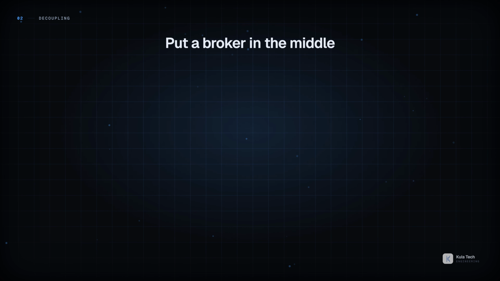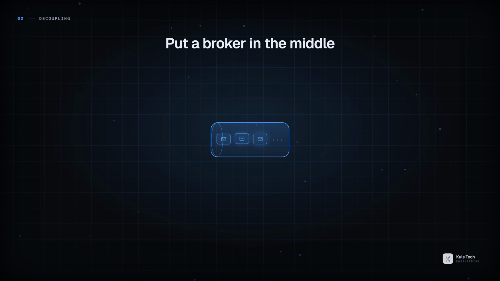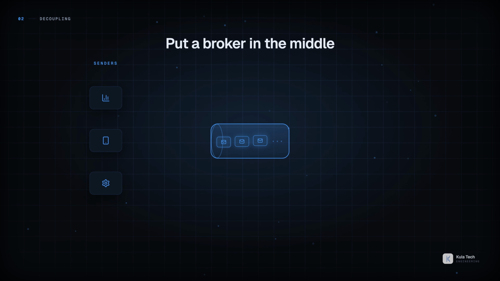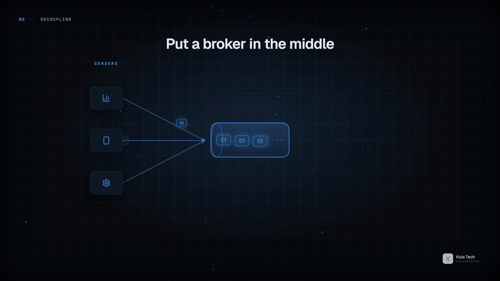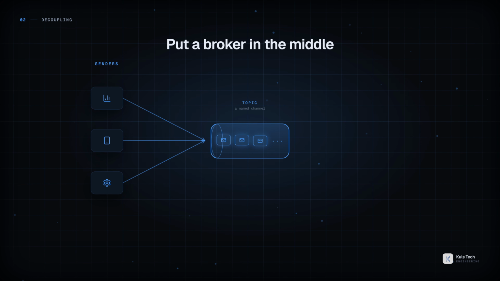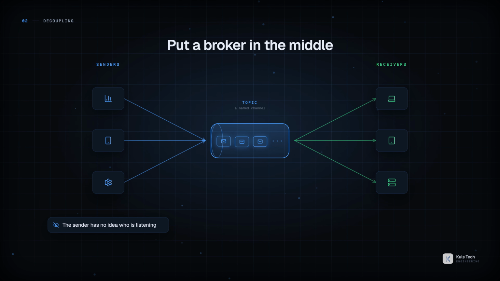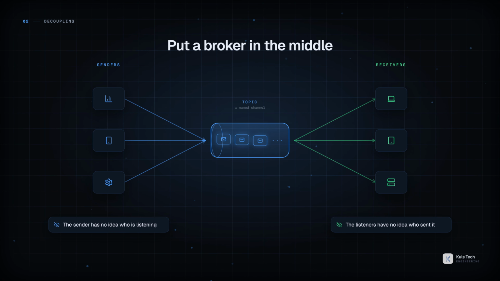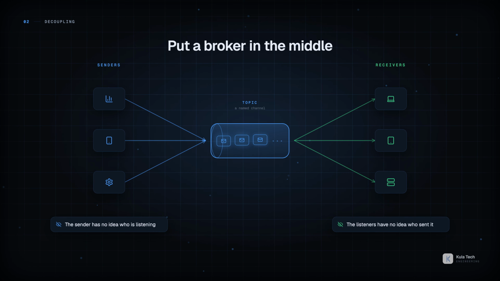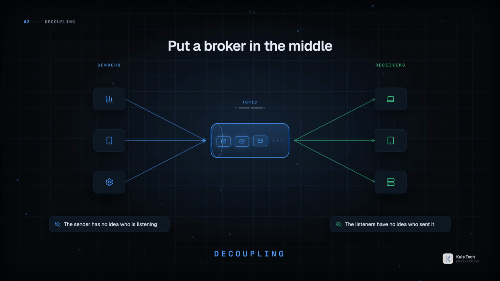So we fix it with one simple move. We put something in the middle. Instead of senders calling receivers directly, senders drop their message into a named channel called a topic. Anyone who cares about that channel subscribes to it. Now the sender has no idea who's listening, and the listeners have no idea who sent it. Nobody knows anybody. That's the whole trick, and it's called decoupling.